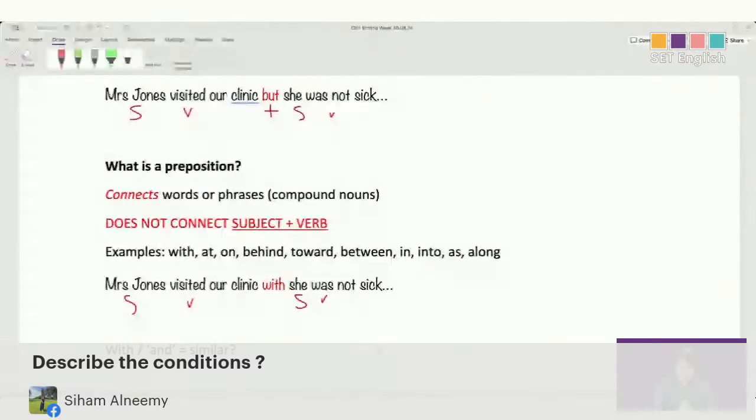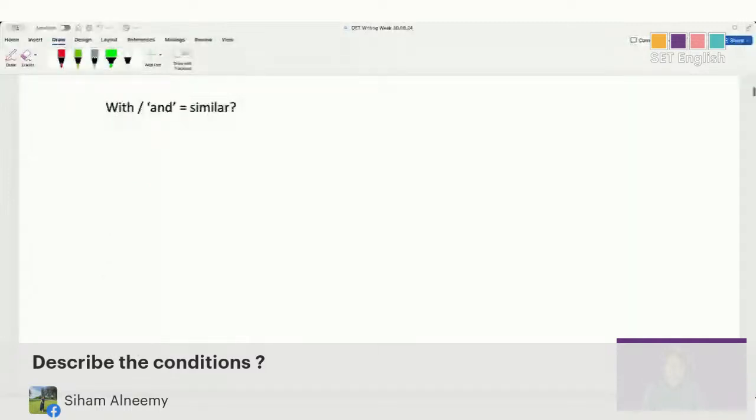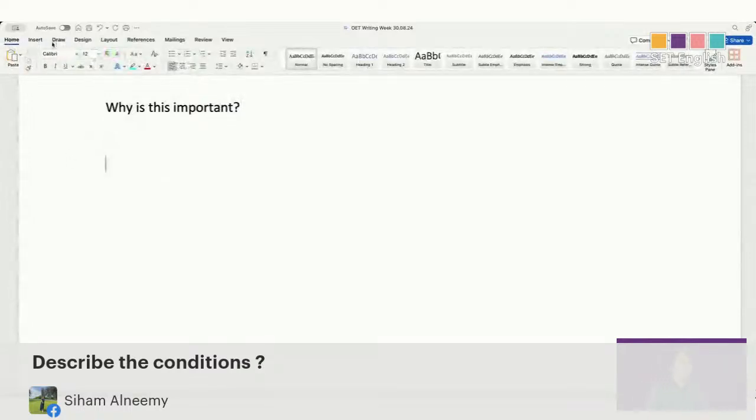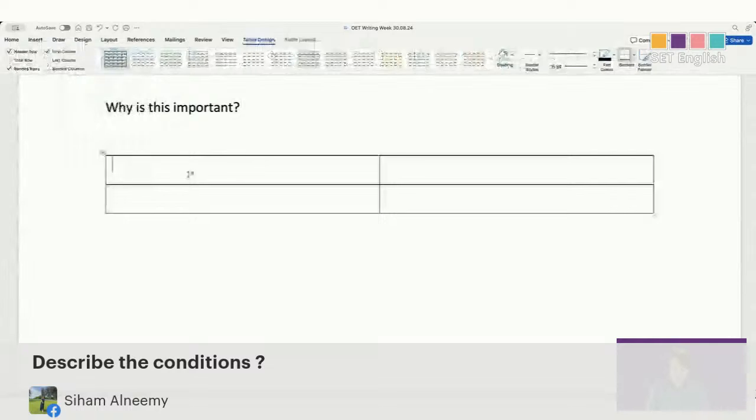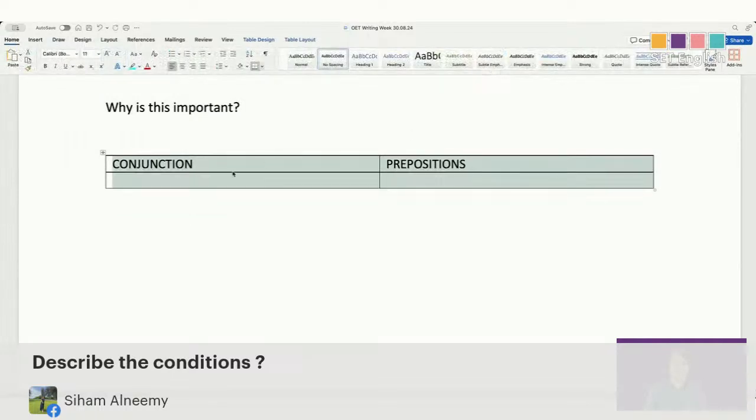But guys, let me show you something, okay? Let me show you something. Why is this important? This is why, okay? Make a table. And we're going to say here conjunctions, okay? And here we're going to say prepositions, okay? Make it a bit smaller, okay?